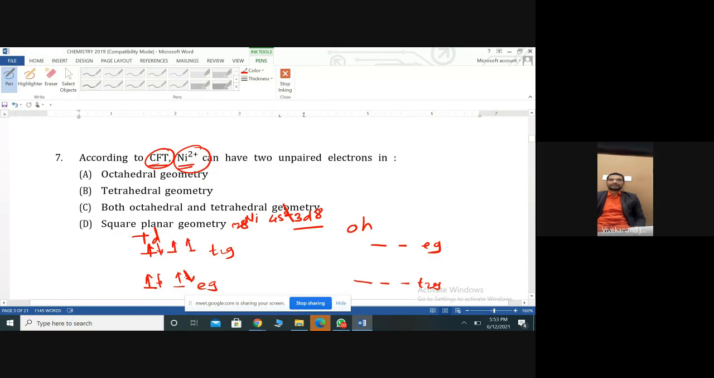Check your octahedral complex. In the octahedral complex, again we have to put 8 electrons. So 6 electrons we are putting over here, and here we are putting these 2 electrons. 6, 7, 8. Is it right?